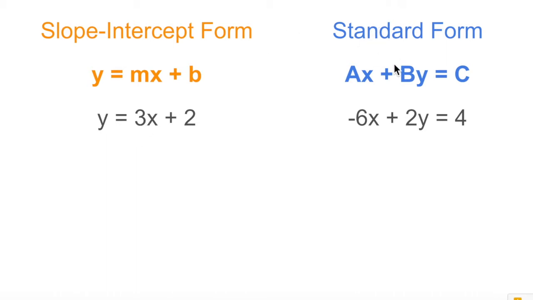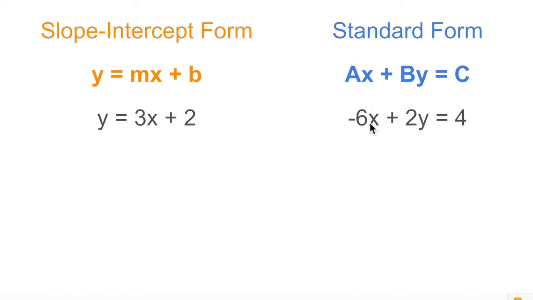Now in the standard form, it looks like this: ax plus by equals c. And a, b, and c are variables. A is the coefficient of x, b is the coefficient of y, and c is just a constant. Unfortunately, in the standard form, a, b, and c don't really mean very much. They don't mean y-intercept and they don't mean slope. They don't tell us much about that line at all.